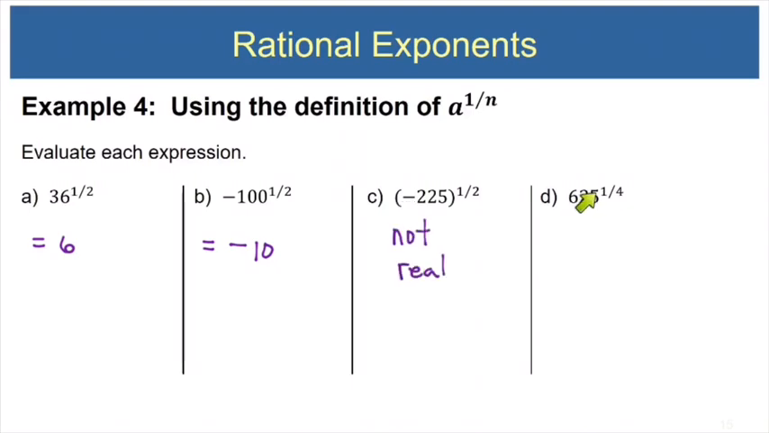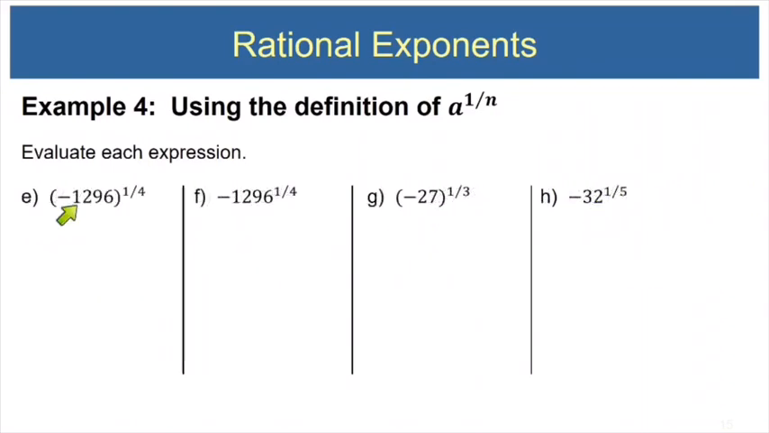And in part D, we're doing the even root of a positive number, so that's fine. In this case, we're looking for a number whose fourth power is 625. Now, if you think about it, 625 is 25 times 25, so that's 5 squared times 5 squared. So 5 to the fourth is 625. So we can say that 625 to the 1/4 power is 5.